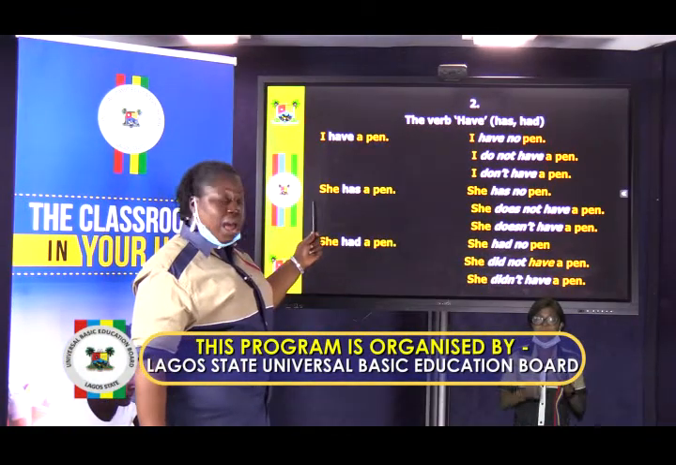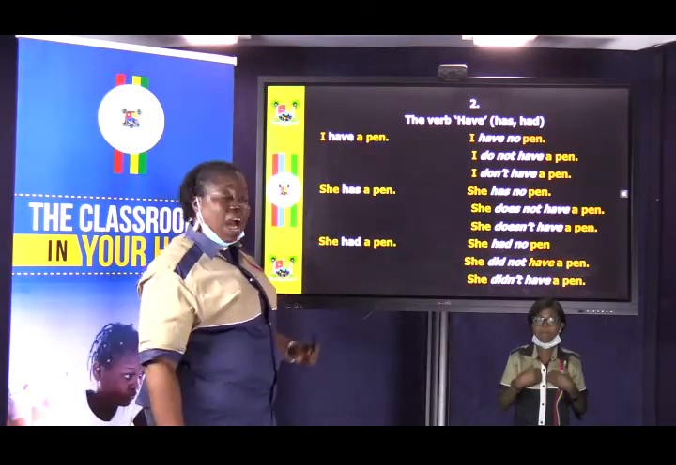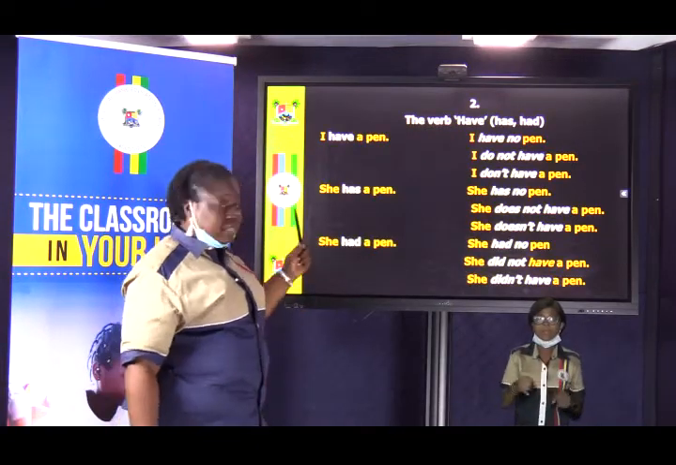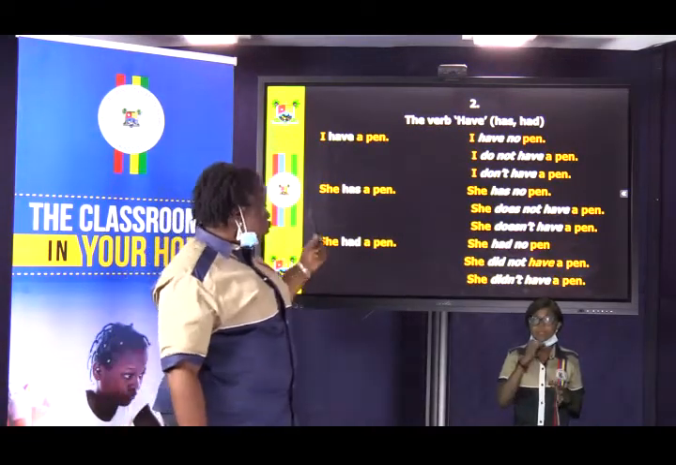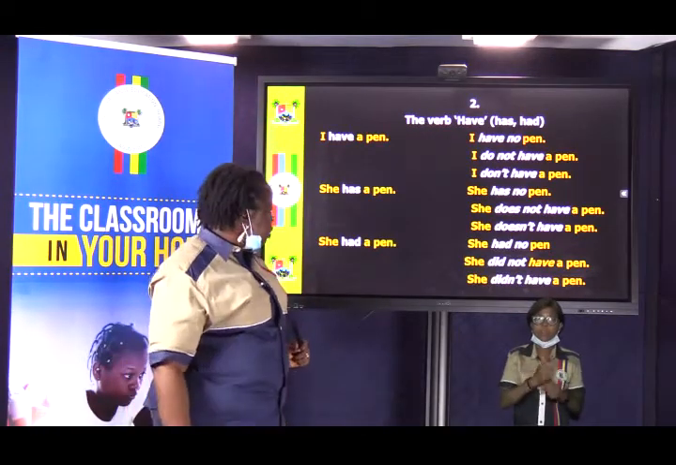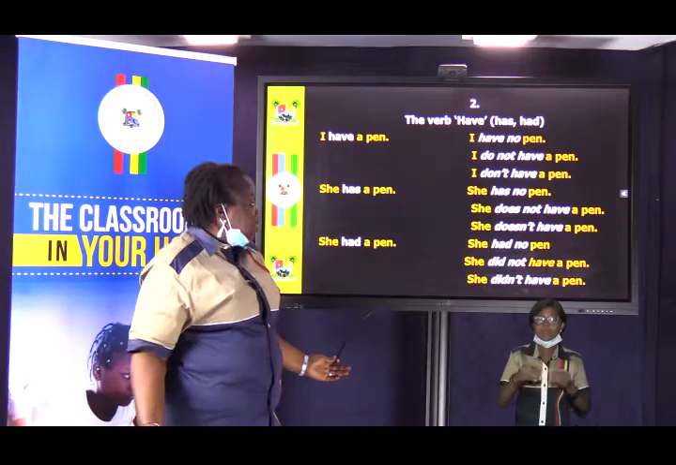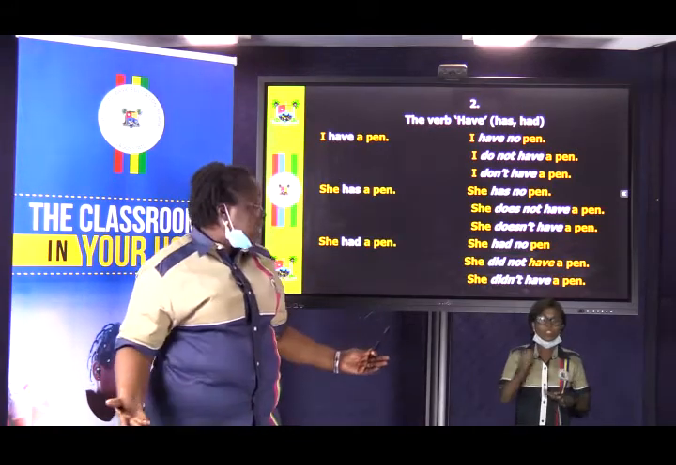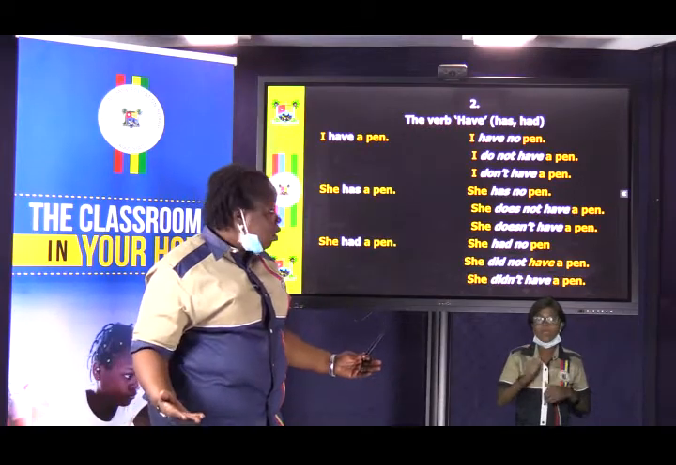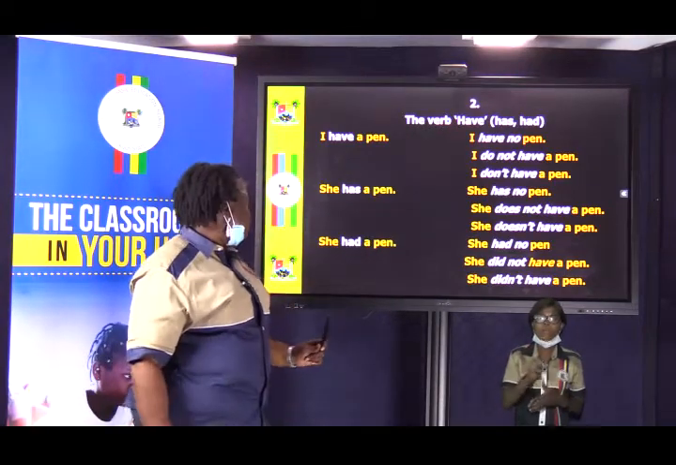If you have an affirmative sentence like she has a pen, that's the third person singular. To make it a negative sentence, it will become she has no pen, or she does not have a pen, or she doesn't have a pen. All the three are correct.